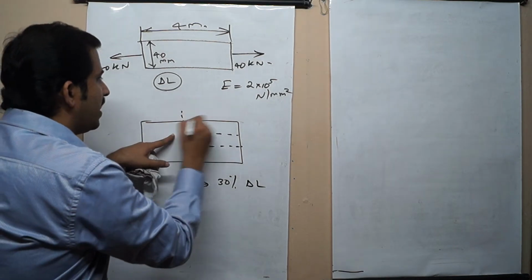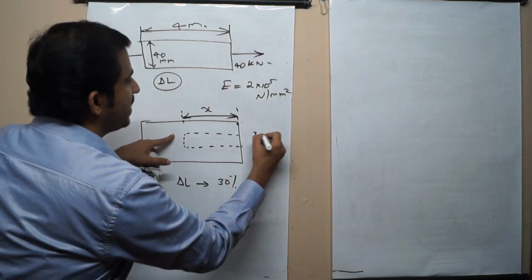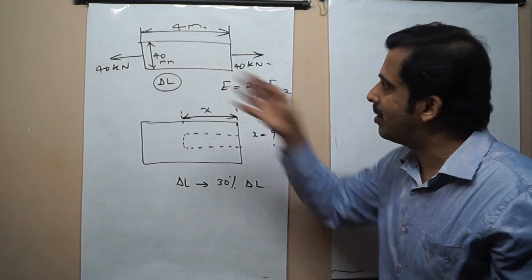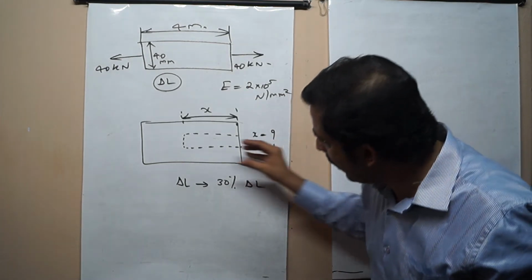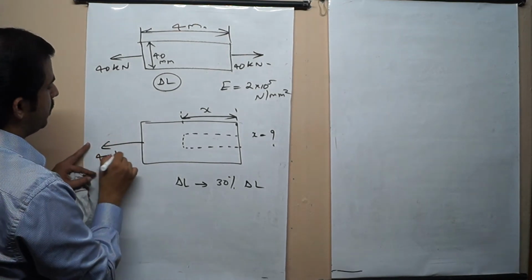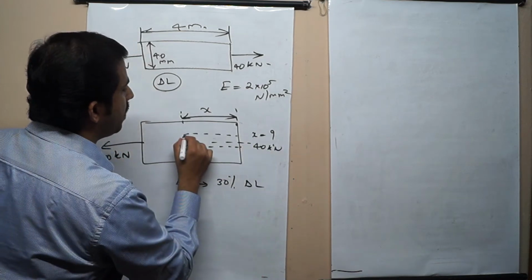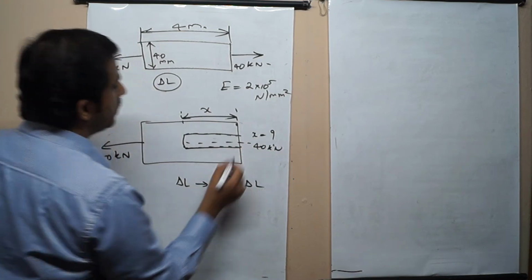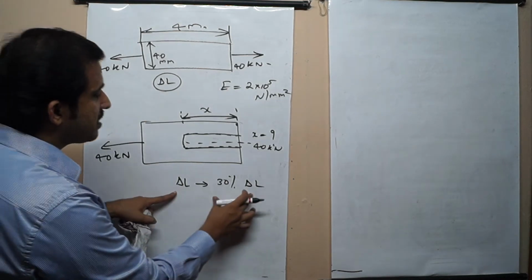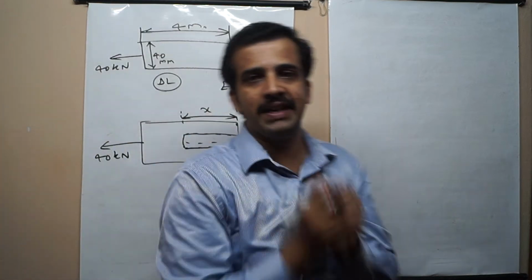Then what will be the length of the hole you bored here? X is equal to how much? This is the question. Take a steel bar of 4 meter long, make a hole inside it under the action of the same force, 40 kilonewton axially. Then it is found that the total elongation increases by 30%. Then what will be the length of the hole you made inside the steel rod?